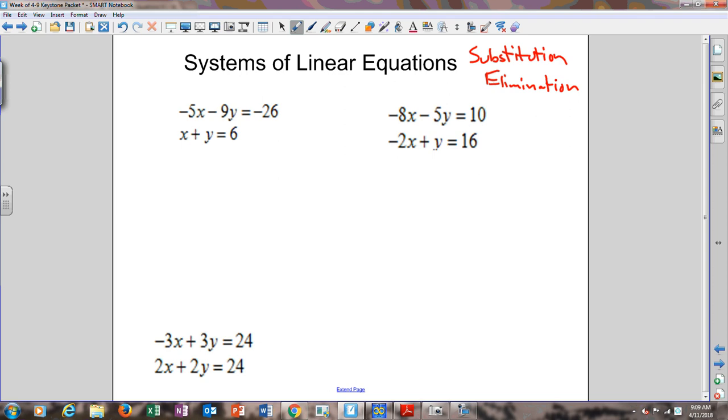Now, in general, it's easy to figure out which one you want to use based on the problem type. If you ever have any of the variables without a coefficient or a number in front of them, then substitution is going to be an easy way to do it. However, with those, you can always use elimination as well. So it depends on your own personal preference and which method you like to use.